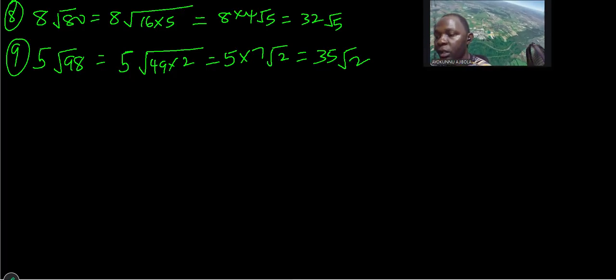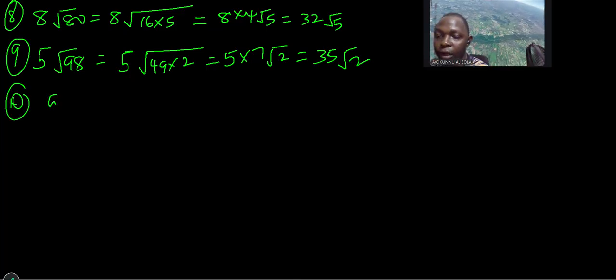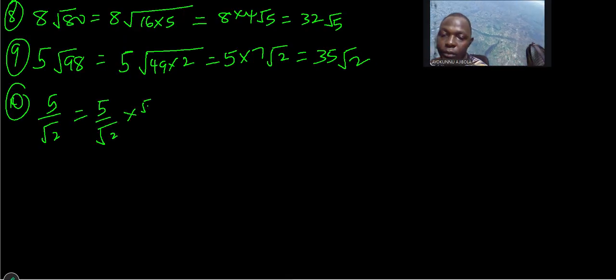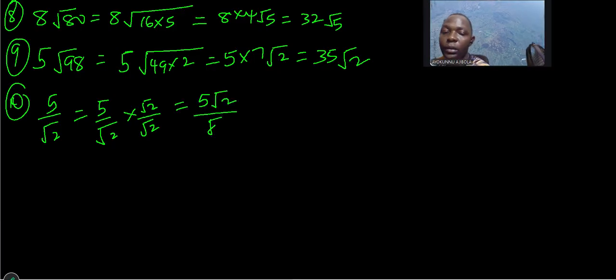Okay, still on rationalization, we have 5 over root 2. So this will be what? 5 over root 2 times root 2 over root 2, right? And this will be 5 root 2 at the top, then root 4 at the bottom, which is 5 root 2 over 2.